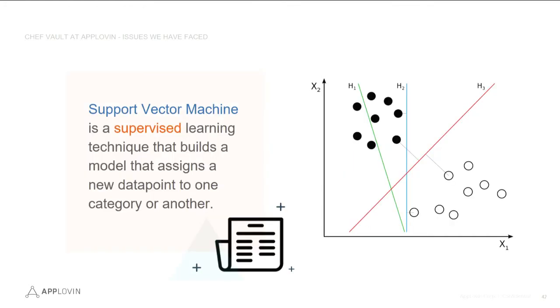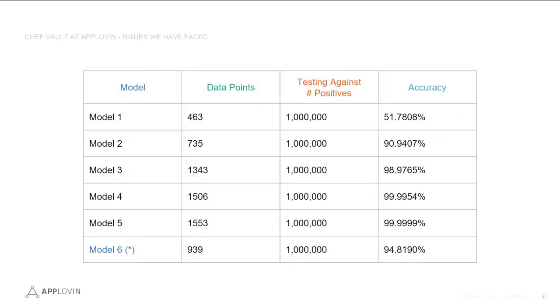So instead of using k-means clustering, we actually use SVMs, support vector machines. SVM is a supervised learning technique that builds a model that assigns a new data point to one category or another. Based on the features that you might have, you can train your model to detect whether or not the underlying string is a secret or not.